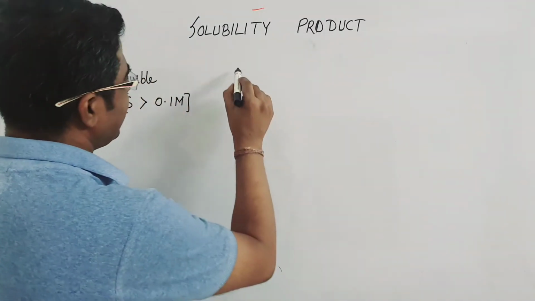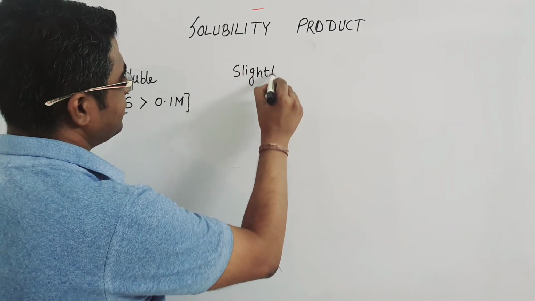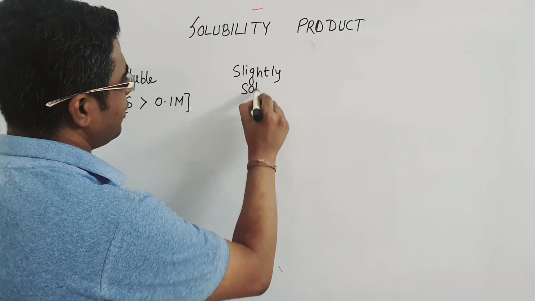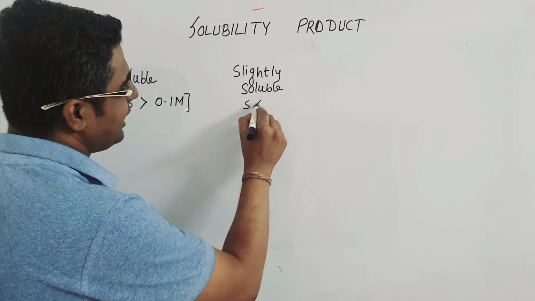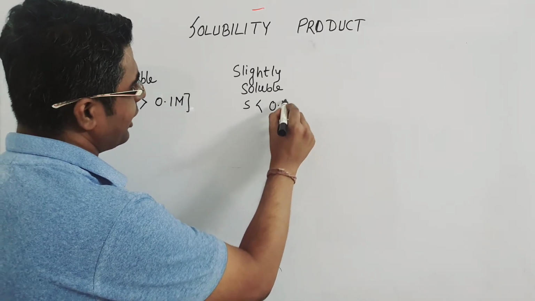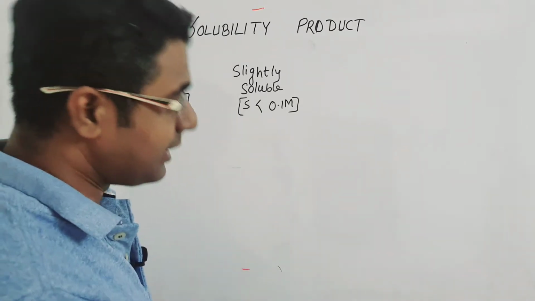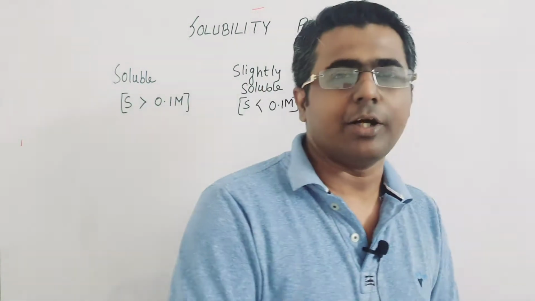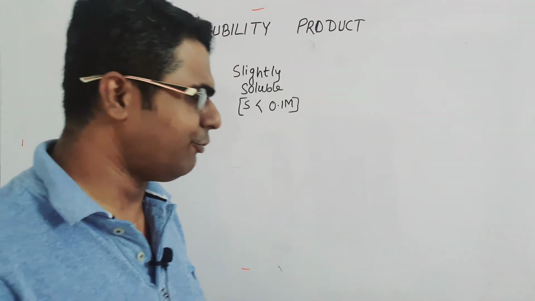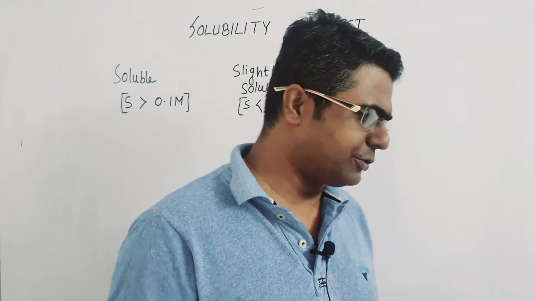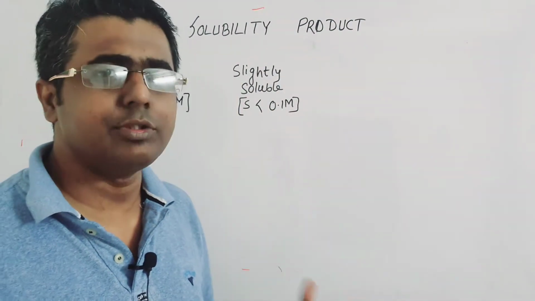There is another kind of salt which we call slightly soluble salt. Slightly soluble salt means the solubility is less than 0.1 molar. But there is yet another category of salts which we call sparingly soluble salt. That means even a single small crystal, if you put it in the water, you will see it is insoluble.